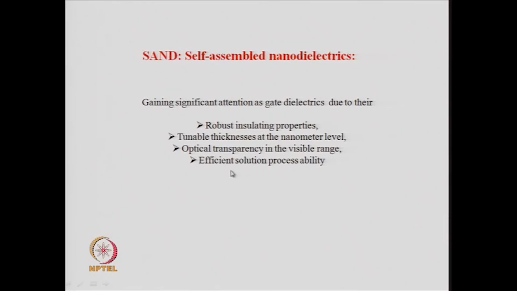And finally, how do you make them easily and in large quantities? Many of these can be made by solution processes. So, you have efficient solution processability, and hence you can make a large amount of these gate dielectrics as a result of easy processing. Such self assembled nanodielectrics, which are called SAND in general, are important and have gained significant attention due to the above properties which we discussed about these materials.